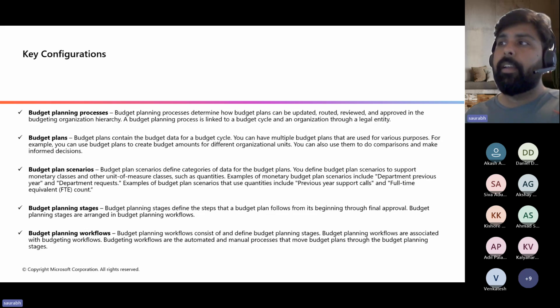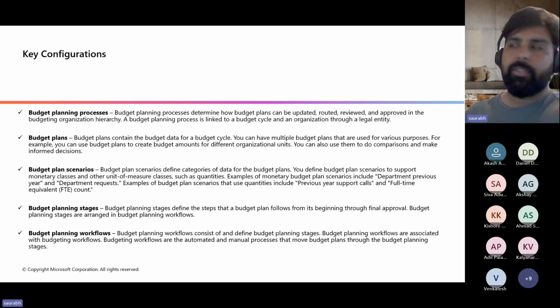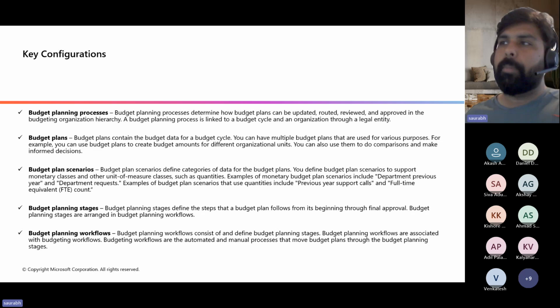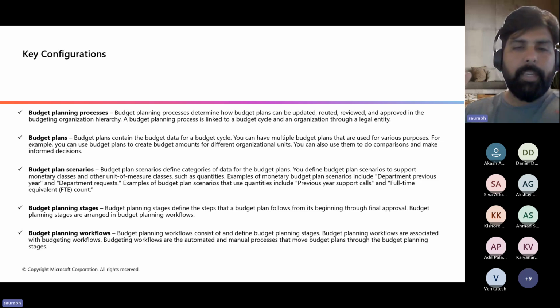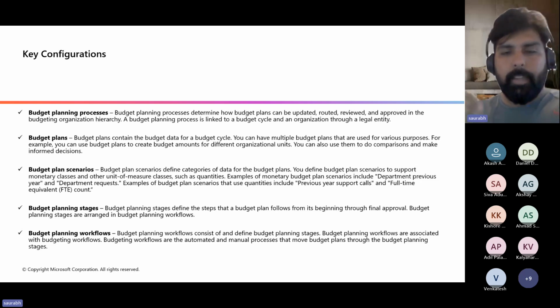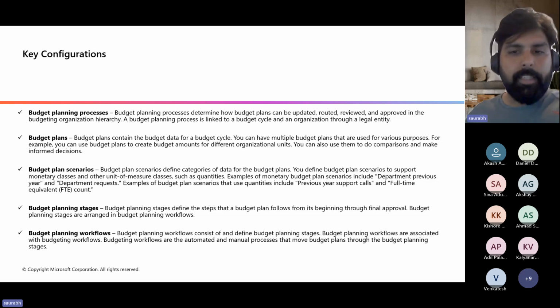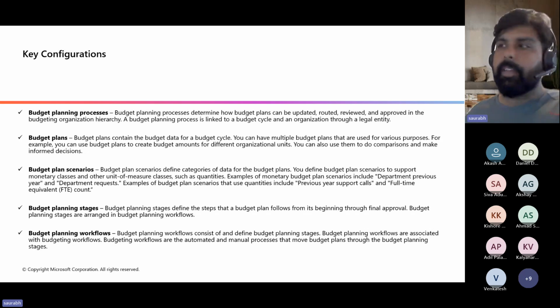Then you have planning scenarios. Planning scenarios are basically the basis on which you are doing your budget, or the category of data which you want to consider for your budget plans, and it is defined using the budget plan scenario. We will talk about this using one example. And then you have planning stages, that is how this is going to flow. So let's say the finance manager in the accounts department creates the initial budget, then it goes to the department managers, then it comes back and aggregates and gets reviewed by the CFO or the controller, and then the final budget is created.